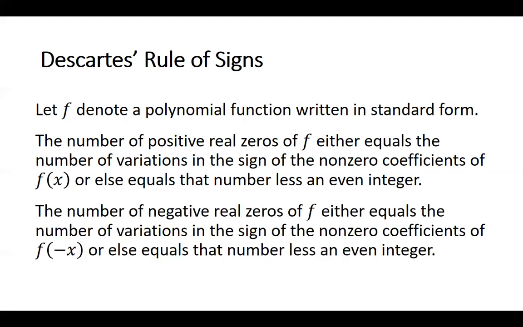The number of negative real zeros of f either equals the number of variations in the sign of the non-zero coefficients of f of negative x, or else equals that number less an even integer. So the same thought process as for positives, but now we plug in negative x, and then we look at the sign changes. So if we had 2 sign changes, then we could have 2 negative real zeros or 0 negative real zeros.